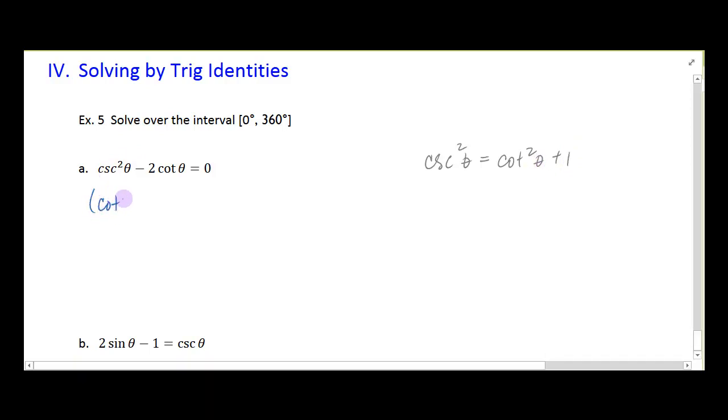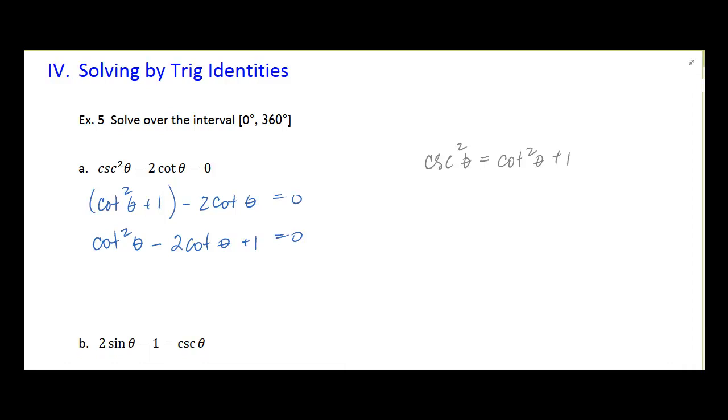So this is cotangent squared theta, plus 1, minus 2 cotangent theta. Now what did that get me? That got me an equation over here on the left-hand side that is in terms of the same trig function. So it's all in terms of cotangent. Let's remove this parentheses and rearrange this so that it looks like cotangent squared theta minus 2 cotangent theta plus 1 equals 0, and I can now factor.